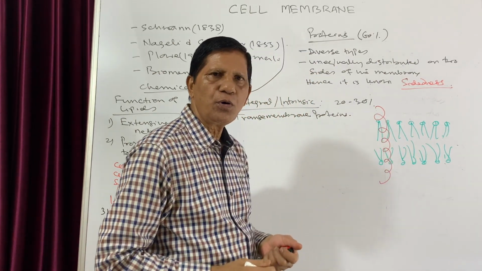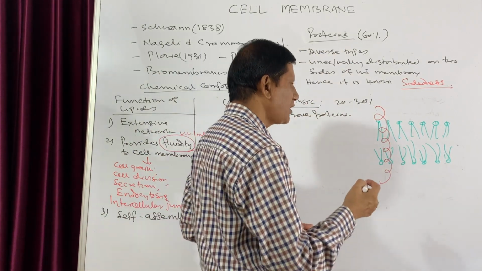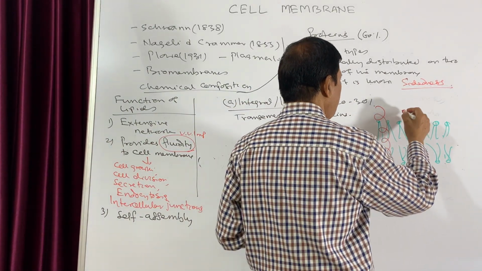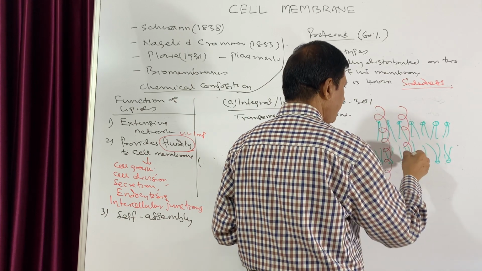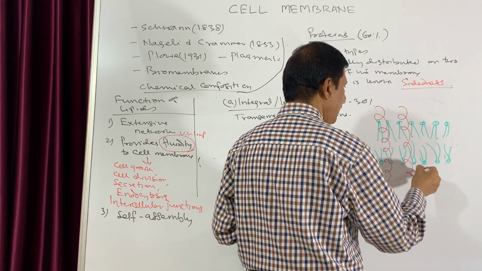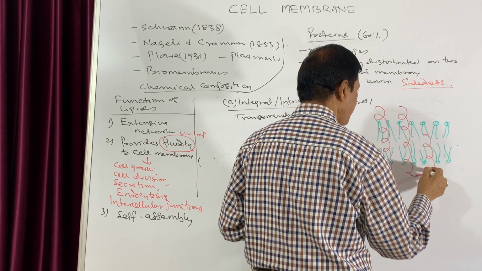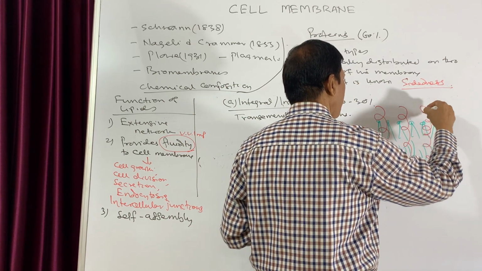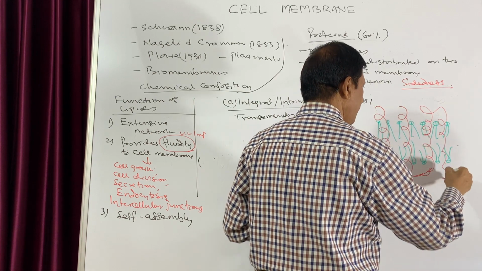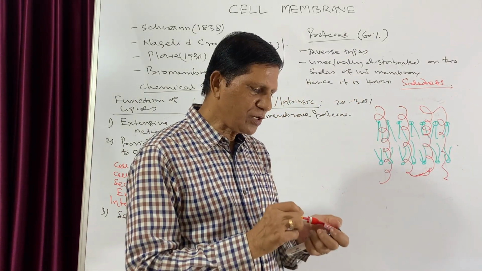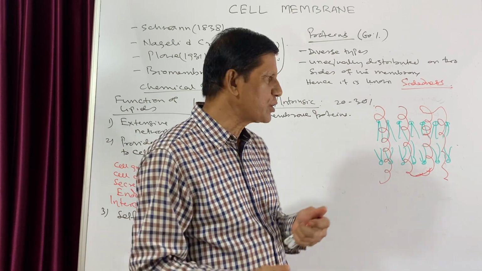Now once it spans both sides. Sometimes the same integral protein may span 2 or 3 times. Suppose let us take another one. Then again, the same protein spans 3 times. That means 1 or more times it spans both sides.